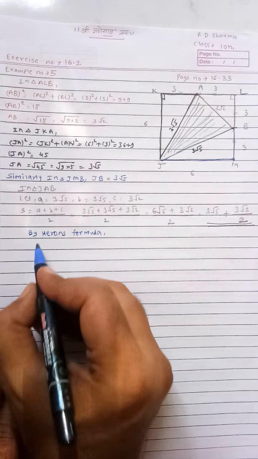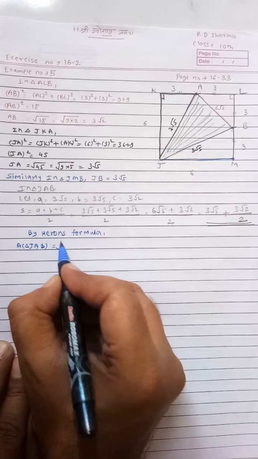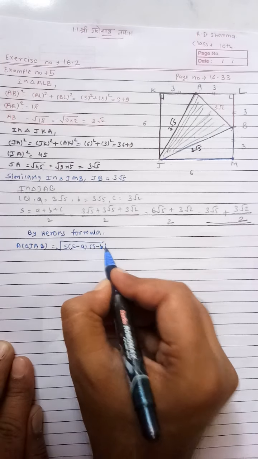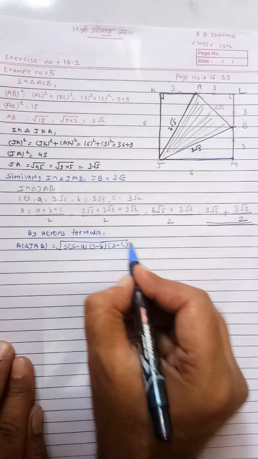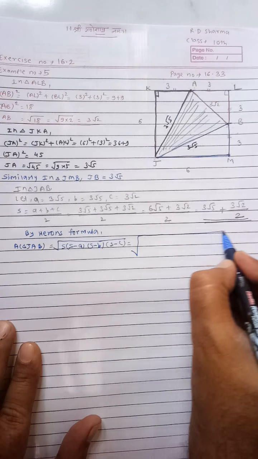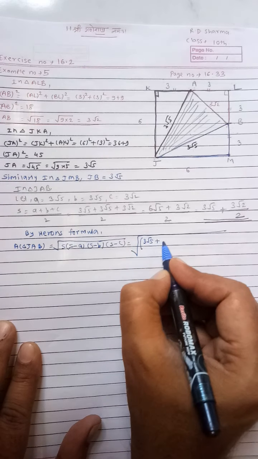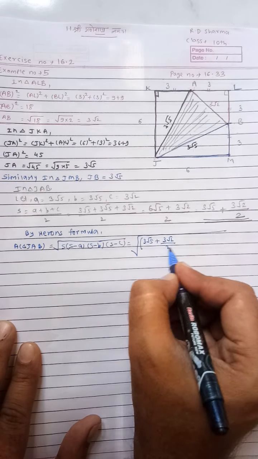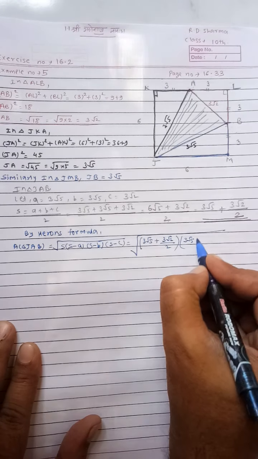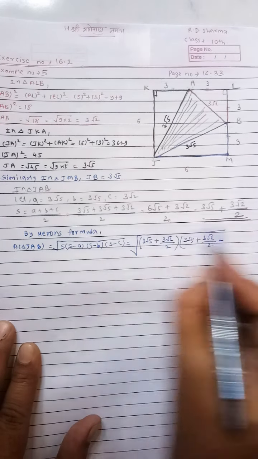Area of triangle JAB is equal to under root S in bracket S minus A into S minus B into S minus C. Now put in the values. Under root S, where S is 3 root 5 plus 3 root 2 by 2, in a bracket, and in the other bracket S minus A, that is 3 root 5 plus 3 root 2 by 2 minus A. A means 3 root 5.